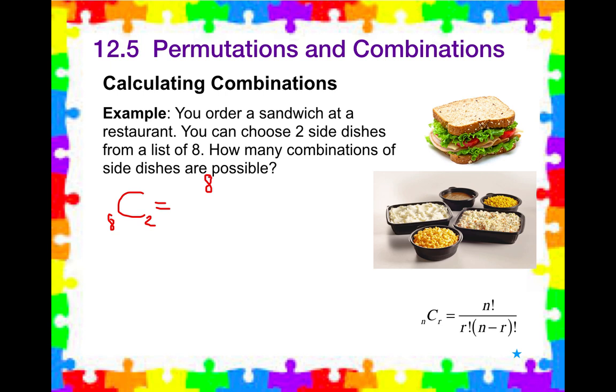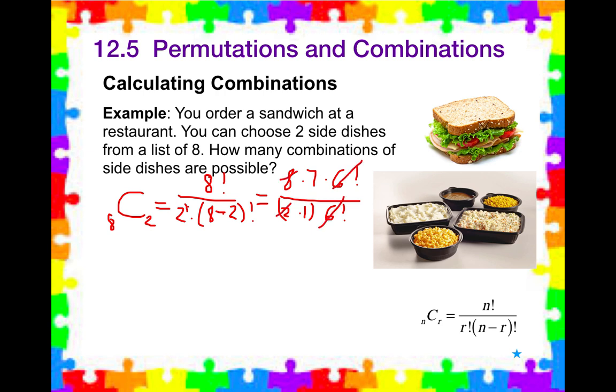And the formula says that's going to be 8 factorial over 2 factorial times 8 minus 2 factorial. And that equals 8 times 7 times 6 factorial over 2 times 1, and this is 6 factorial, and the 6 factorials cancel out. The 2 cancels into the 8 and makes it a 4. So we have 4 times 7, or there are 28 ways that we could have our side dishes, or 28 different side dish combinations.